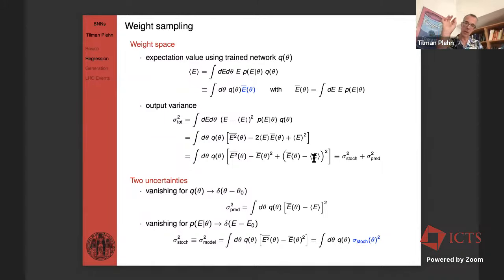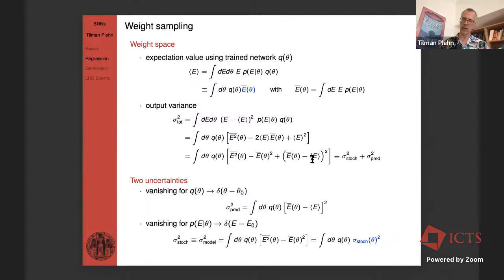Now, let's think about these two terms for a second. What happens to those? When are they small? When are they big? Now, look at the second term first. This is E bar minus E expectation value, the whole thing squared, right? So when does this vanish? When is this small? What does that describe?